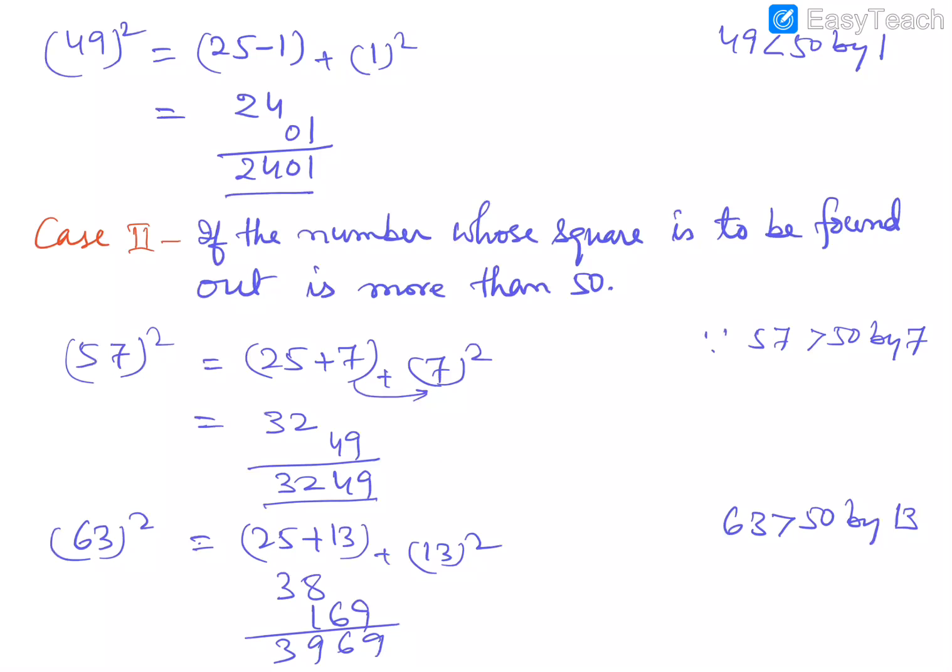Square of 63: as 63 is greater than 50 by 13, we will add 25 plus 13 and then write 13 square. This is 38 and the square of 13 is 169. This will be written like this and their sum is 3969.